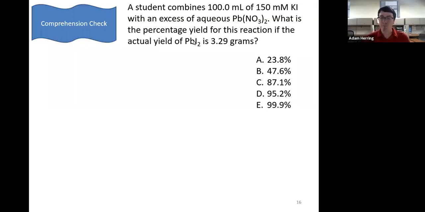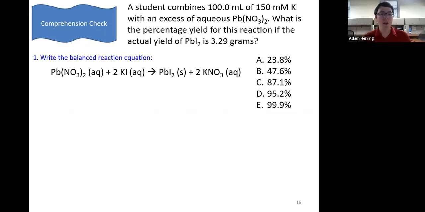Welcome back. So the first step for this problem is for you to identify our balanced chemical equation. You should have predicted that we had lead nitrate reacting with 2 molecules of potassium iodide to produce lead iodide solid and 2 molecules of potassium nitrate. That's our balanced chemical equation.